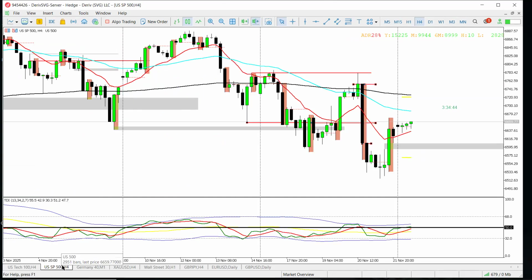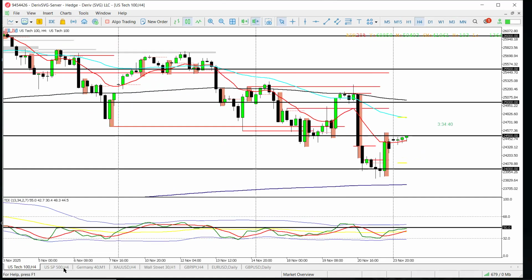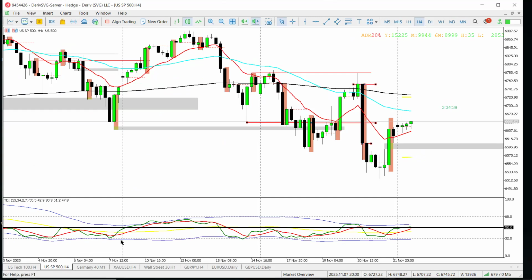Okay, same applies to US 500. But now what I'm picking up from US 500, you see we've got this imbalance here. On Nasdaq, this imbalance is not there. So if you're trading one of these two, you want to pay attention to SMT divergence. That sort of helps you in getting high probability setups.